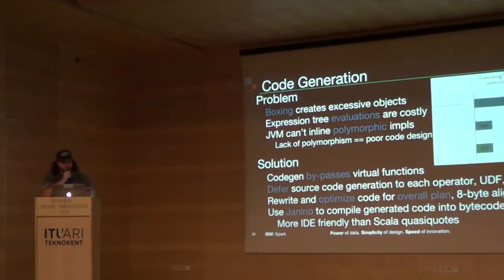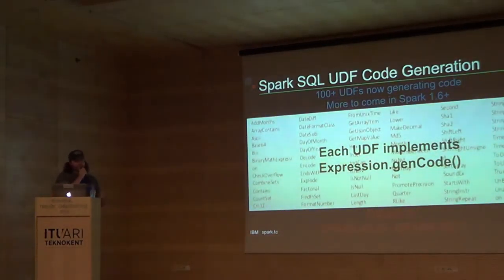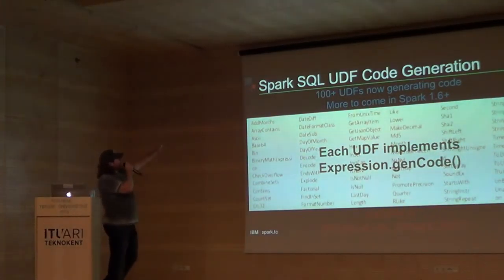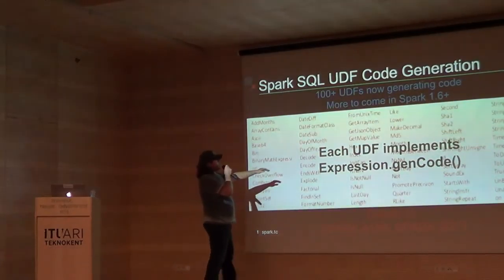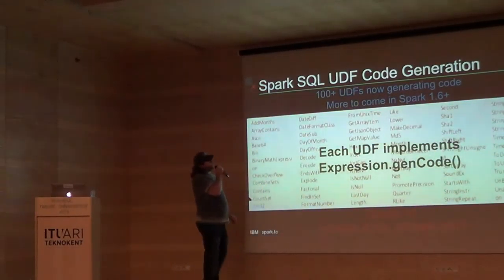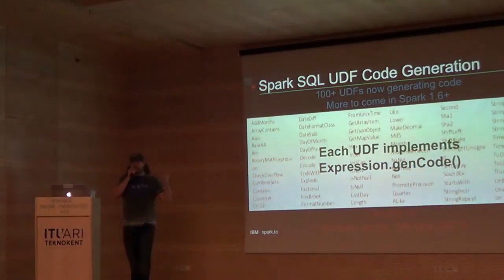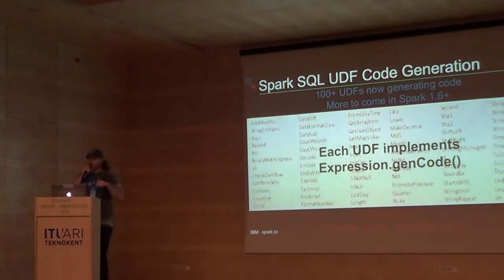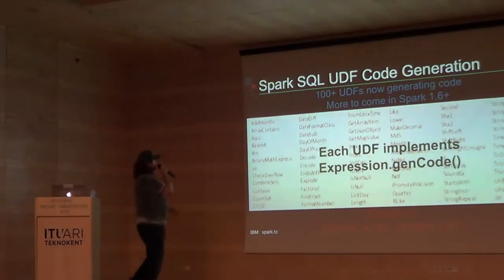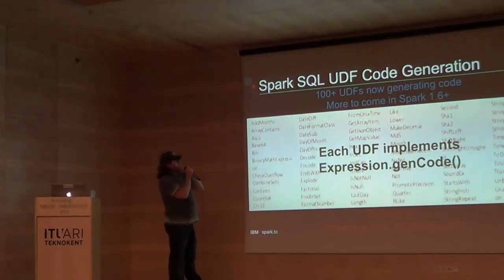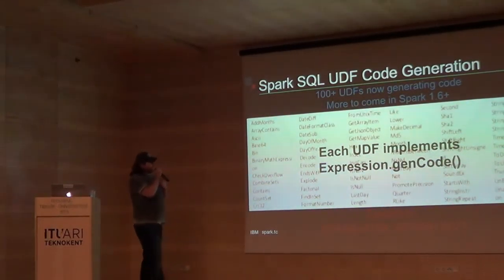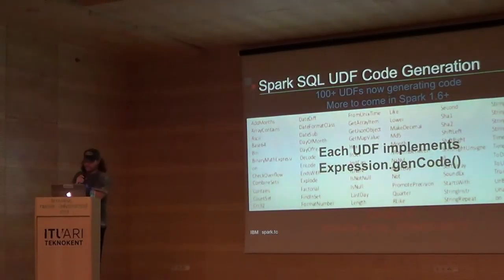It's a little bit more IDE friendly, a little bit more intuitive. So yeah, I mentioned that there were about 100 of these that were rewritten. There's this base trait called Expression.genCode. Once you, that actually returns physical source code that gets piped into Janino. Yeah, so all these should be ones that you're familiar with, Base64, MD5, LastDay, IsNotNull, things like that.